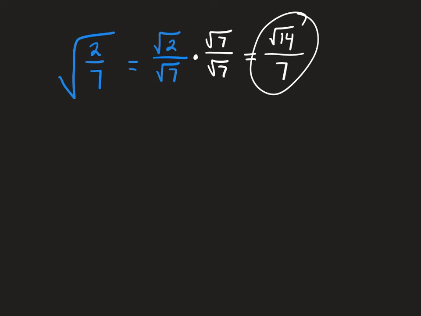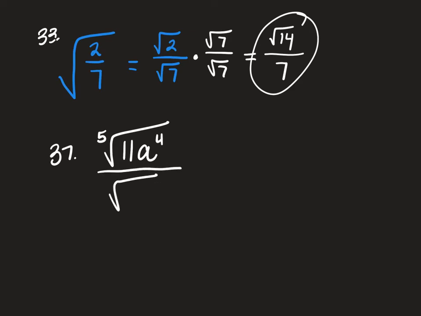All right, and then let's look at one like 37. So this was 33. Let's look at one like 37. So for that one, we have the 5th root of 11a to the 4th over the 5th root of a to the 3rd. So we can't reduce these at all. But what we can do is kind of do the opposite of what we did in 33. So we're going to put this all under one radical.